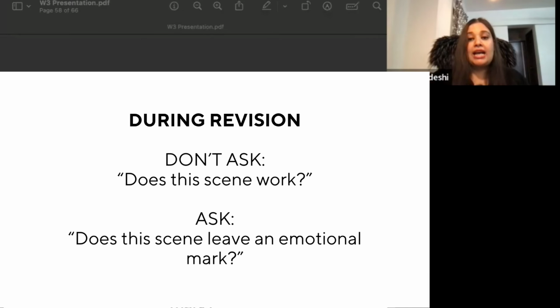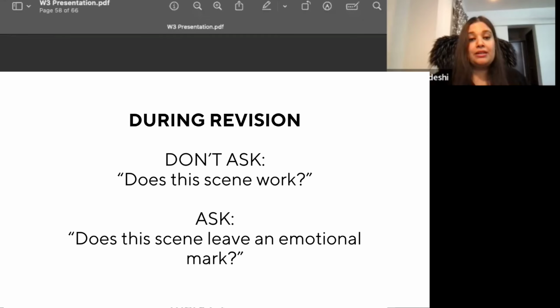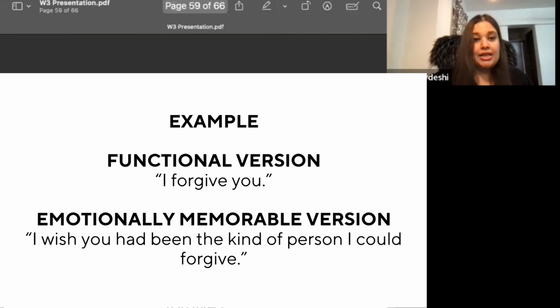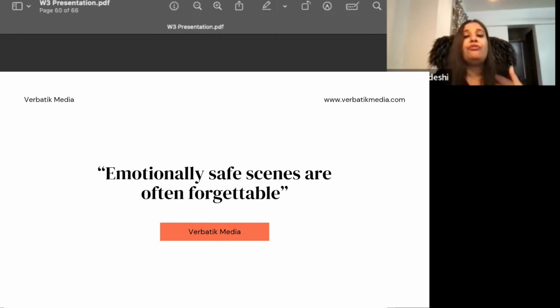Now, let's look at a very simple example. Here's a functional version: I forgive you. And here's an emotionally memorable version: I wish you had been the kind of person I could forgive. The second line creates grief, history, longing, finality, and emotional consequence, all simultaneously. This is emotional density. Now, remember, emotionally safe scenes are often forgettable.